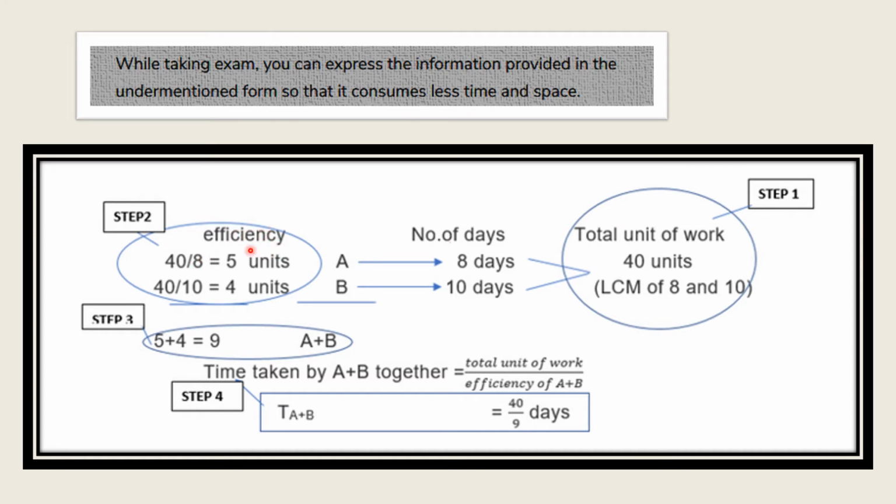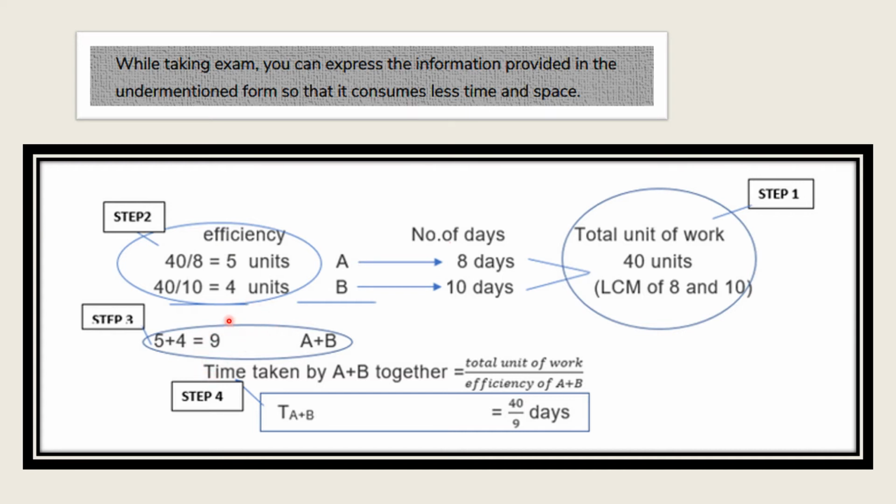We have to remove the efficiency, that is the total unit of work divided by the number of days. For A and B, we have calculated the efficiencies here in step 2. Then we will move to step 3 by adding both.